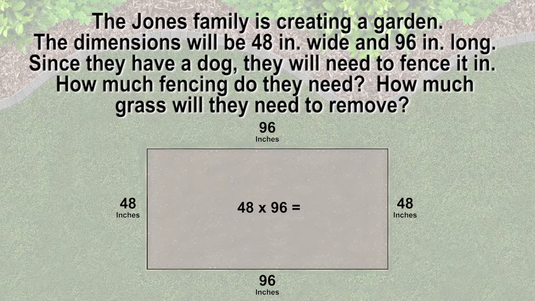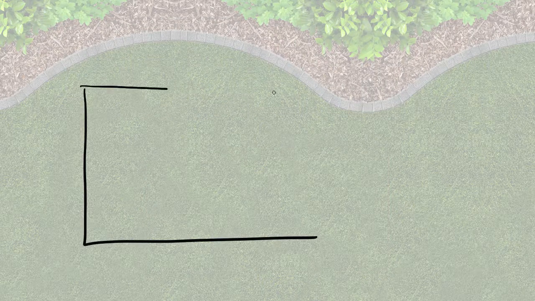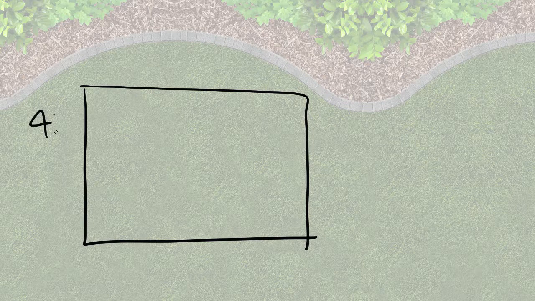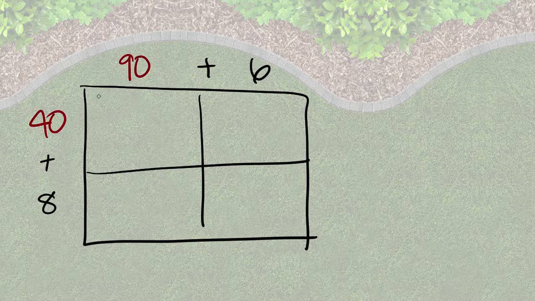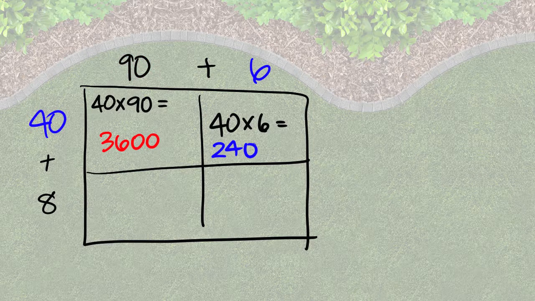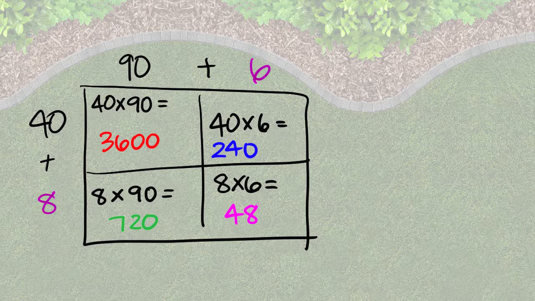We could use the partial product or open array models to solve this problem. Let's use open array. First, we will draw our array and then label it. On the left side, write 40 plus 8, and across the top, we will write 90 plus 6. Let's solve by using partial products. 40 times 90 equals 3,600. 40 times 6 equals 240. 8 times 90 equals 720, and 8 times 6 equals 48. Let's sum up our partial products to determine the area.